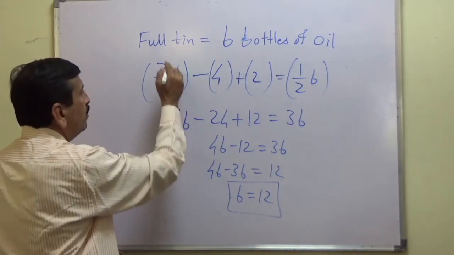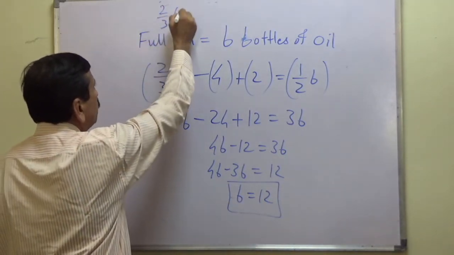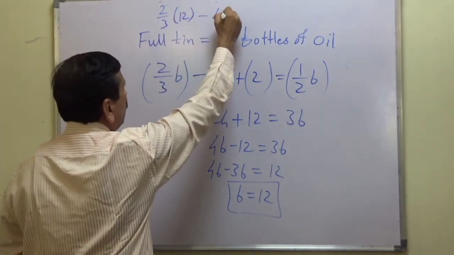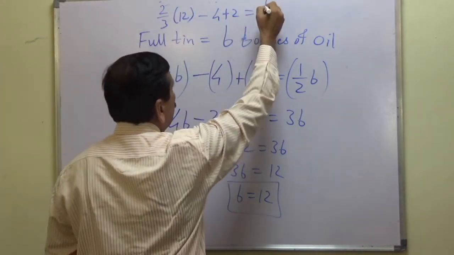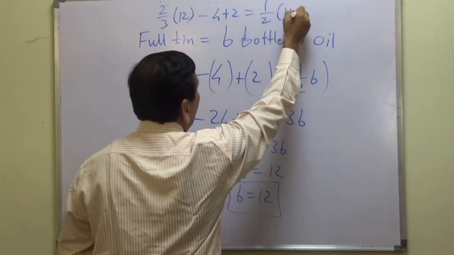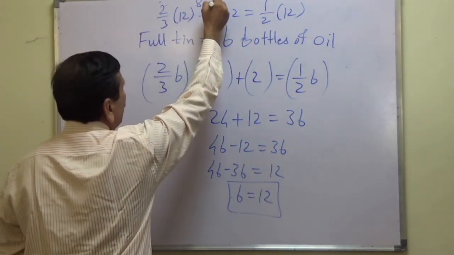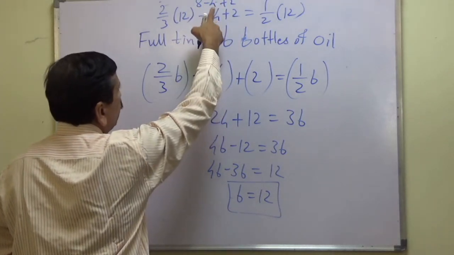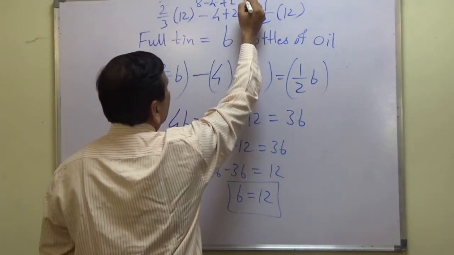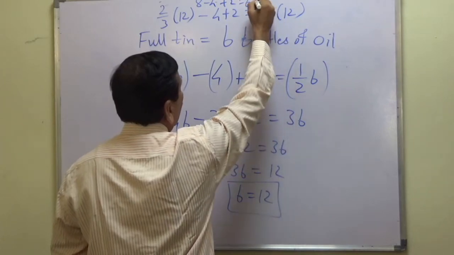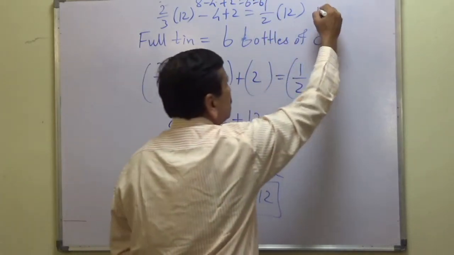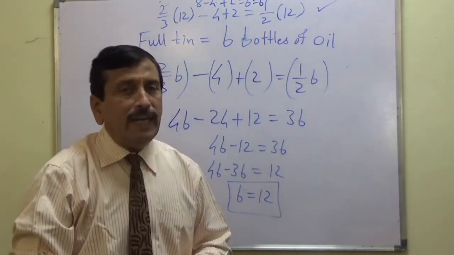And 2/3 of B will be 2/3 of 12, minus 4, plus 2, is equal to half of 12. Just check it. 2/3 of 12 is 8. 8 minus 4 plus 2. 8 minus 4, 4. 4 plus 2, 6. And half of 12 is 6. So verified. Thus we are able to get the answer.